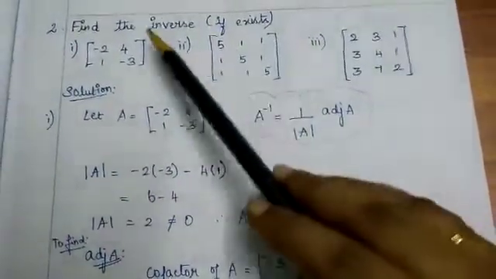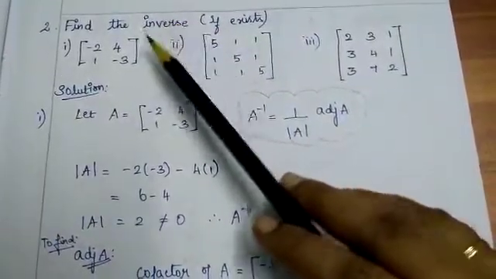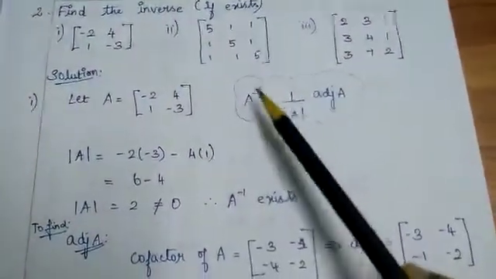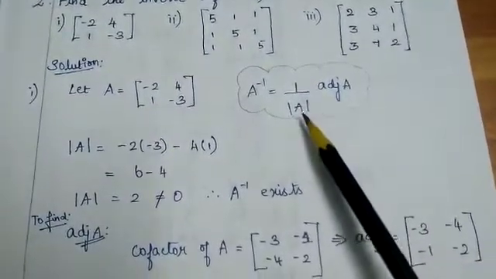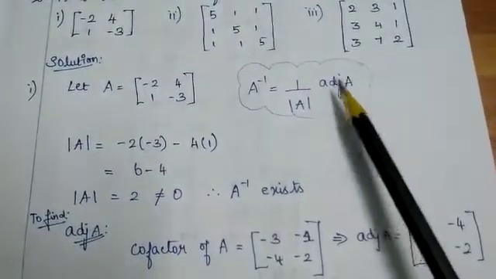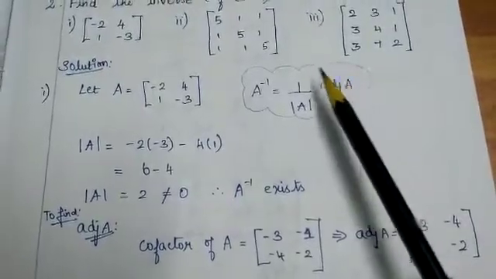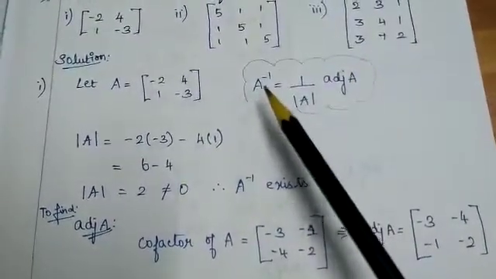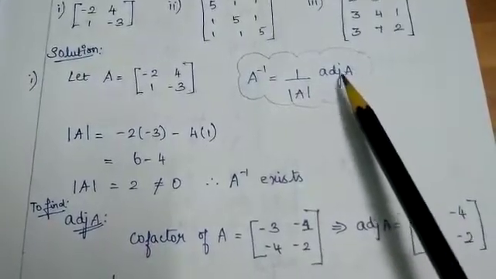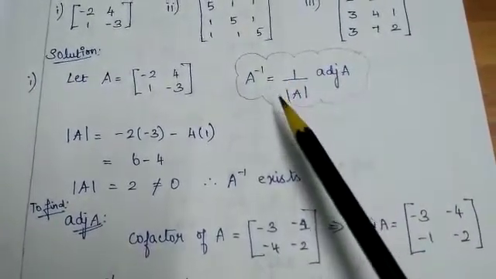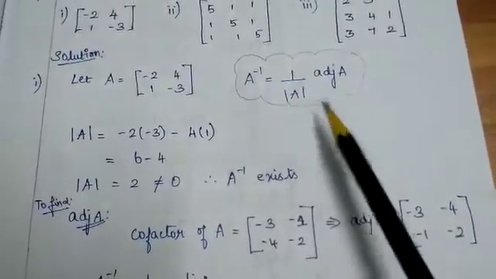So what is the question? Inverse. For finding the inverse, this is the formula: A inverse equal to 1 divided by determinant A into adjoint A. I am going to find all the things in the formula.